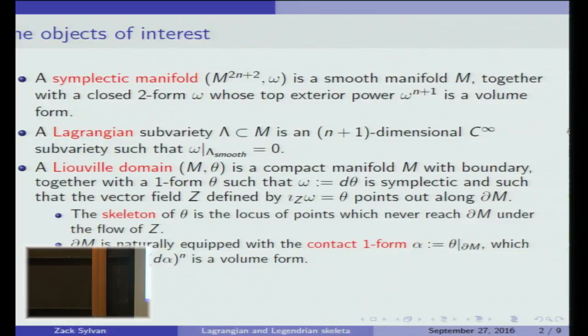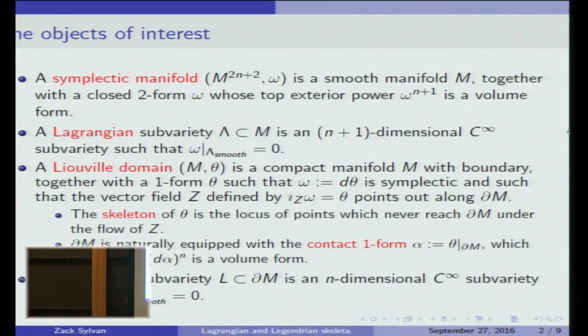Now, the boundary of a Liouville domain is naturally a contact manifold. And this is just by restricting this one form, and then it satisfies a similar non-degeneracy condition. And in a contact manifold, we have an analog of Lagrangian submanifolds, or Lagrangian subvarieties, called Legendrians. And again, it's essentially the same condition. It's a maximal dimensional one. In this case, our contact manifold was 2n plus 1 dimensional, and our Legendrian is an n-dimensional sub-thing on which the one form vanishes.